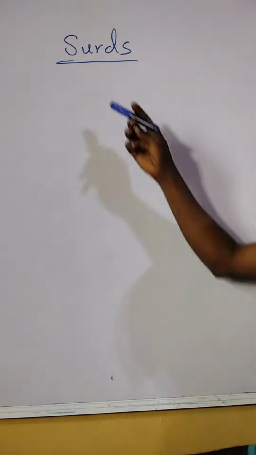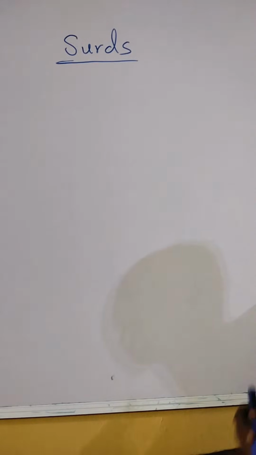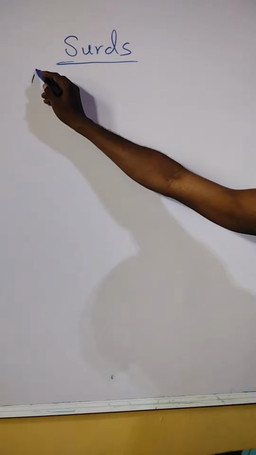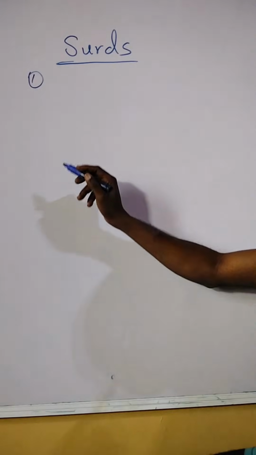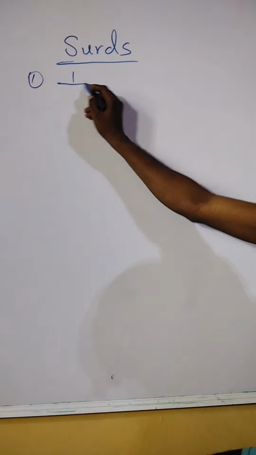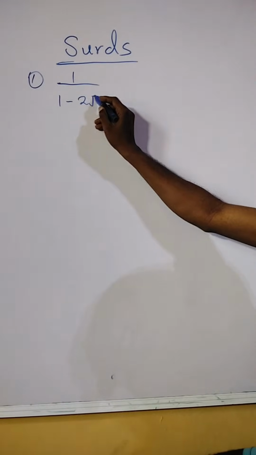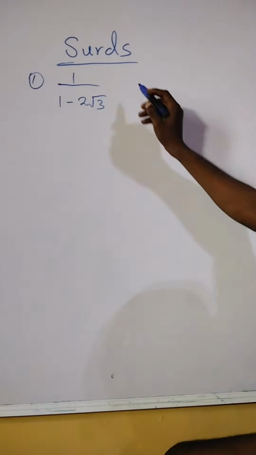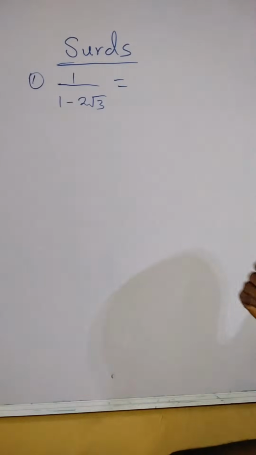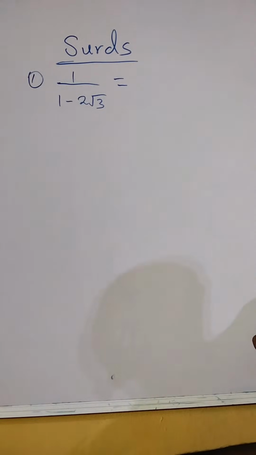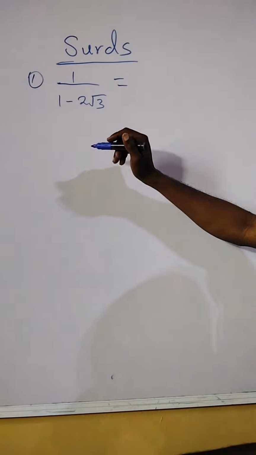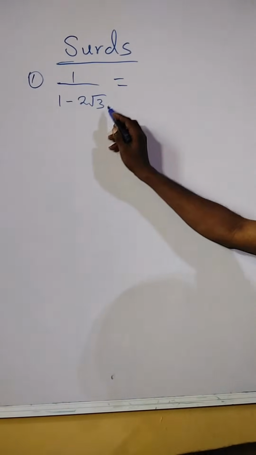Here we want to solve some problems involving surds. Let's consider question number 1. We have to simplify 1 divided by 1 minus 2 root 3. In this problem, we have to rationalize this particular surd. It means we multiply the numerator and denominator by the conjugate surd of the denominator.